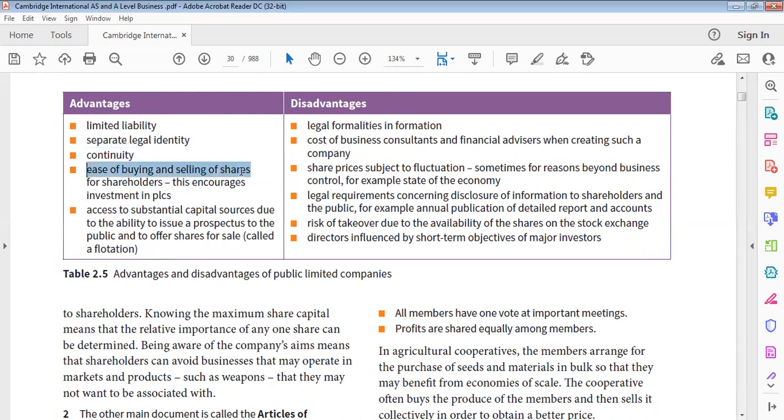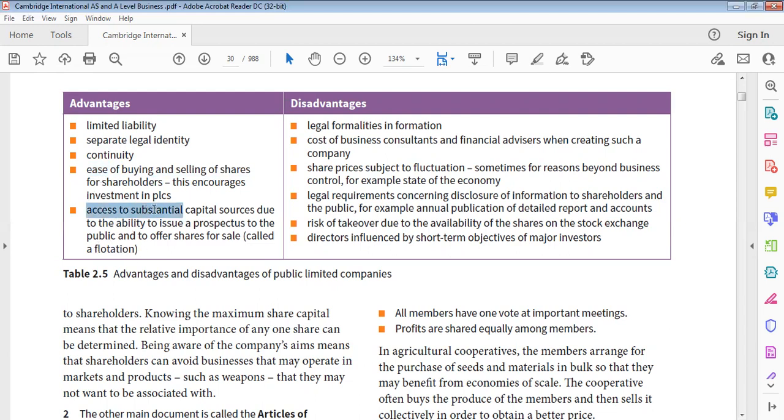Ease of buying and selling of shares. Now this is an advantage because you have stock markets, right? Stock market is just like a fish market. There are always buyers and sellers. You can buy whatever you want, you can sell whatever you want. There are always buyers, there are always sellers. So that's why buying and selling shares is easy in a public limited company, not a private limited.